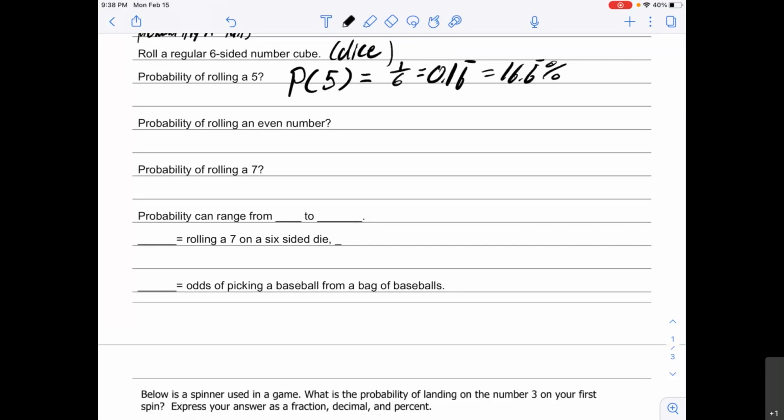It's really important that we can look at it as a fraction, as a decimal, or as a percent. So see if you can find the next two, the probability of rolling an even number and the probability of rolling a 7 on your own. Restart the video when you have an answer to see how you did.